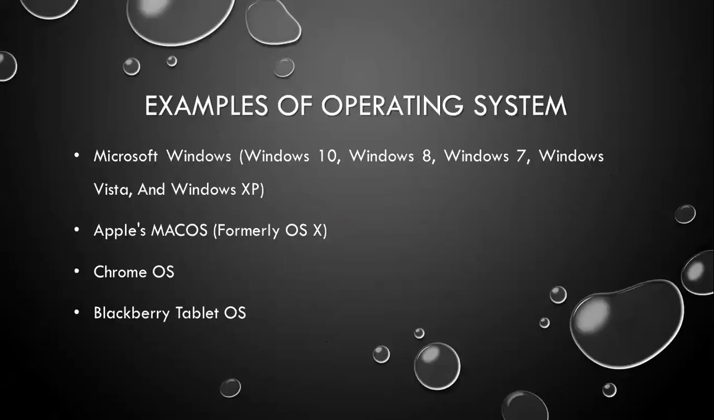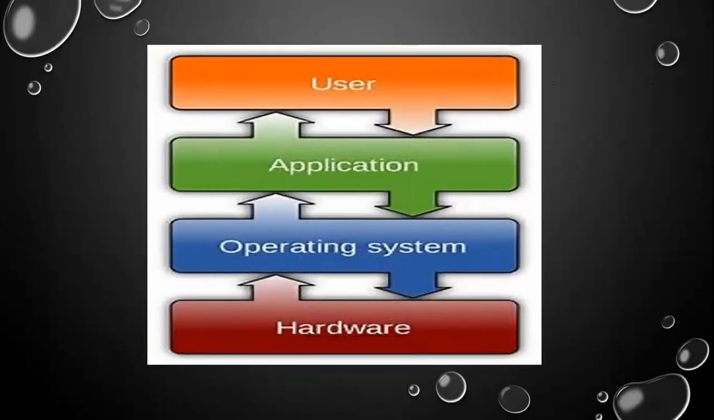Following are the examples of operating systems. As we can see, there are Microsoft Windows, Apple's Mac OS, Chrome OS, BlackBerry Tablet OS. In this flowchart, we can see that the user uses applications with the help of operating systems, and the operating system acts as a bridge between applications and hardware. Hardware runs with the help of the operating system, and the operating system helps applications to be run by users.